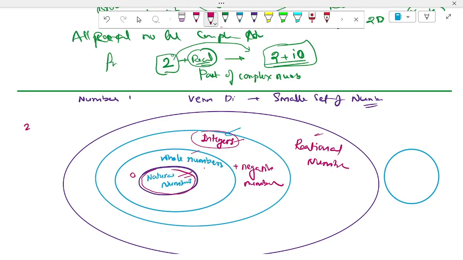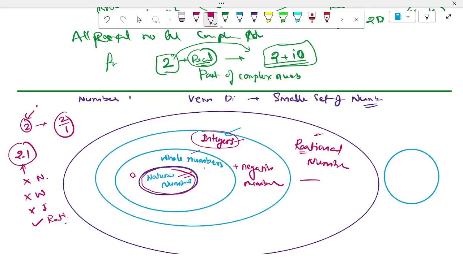Because if you take 2, 2 can be written as 2 by 1. So 2 is a rational number, 2 is a natural number, 2 is a whole number, 2 is an integer, and 2 is a rational number also. But if you take 2.1, this is not a natural number, not a whole number, not an integer, but it is a rational number. That's why here what we get is this part is decimal numbers.